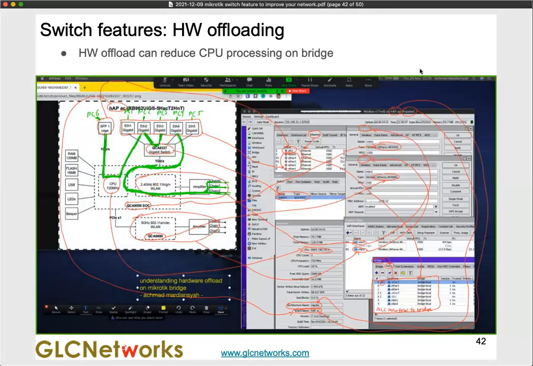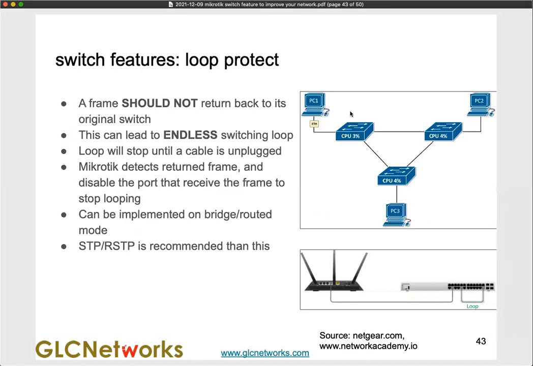Okay, so that's the hardware offload. Next is loop protect. Loop protect is a feature for disabling a port if it detects a loop on the network. So here's the idea: if a frame comes from here and is sent to there, the same frame should not come back to here.